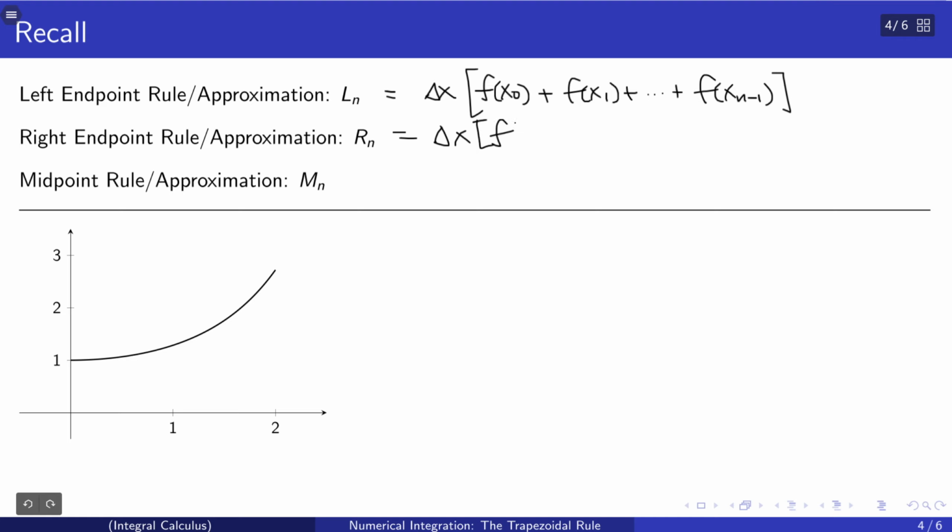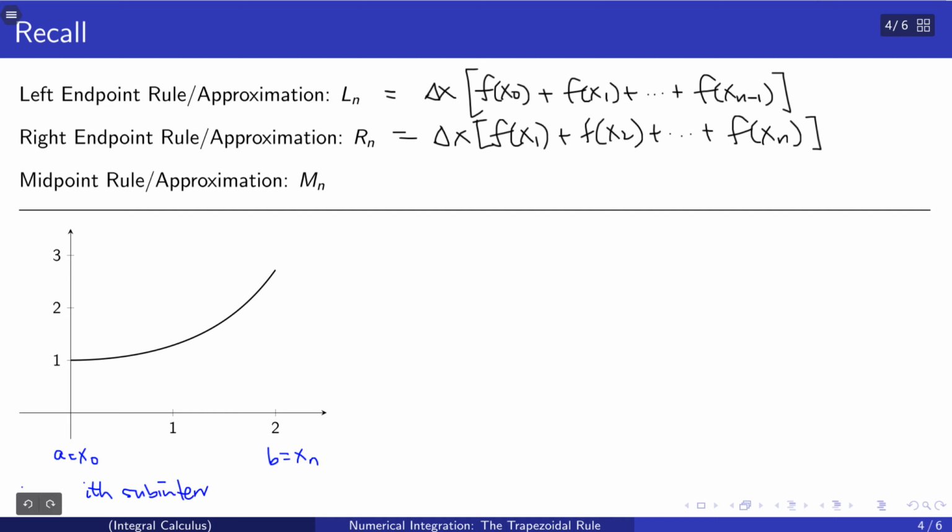Our sum starts at f of x 1, and so on, and ends at x n. So x sub 0 here is your a, and x sub n is b. And each x sub i here just denotes the endpoints of each interval. So the ith subinterval, this is just a review at this point, is x i minus 1 to x i.